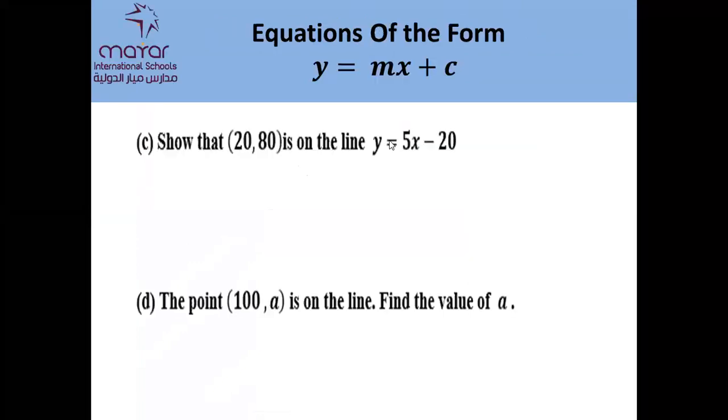Okay, now look at C. C says, it's still related to the same equation, y equals 5x minus 20, but it says, show that the point (20, 80) is on the line, which means, is it a solution for that equation? Is (20, 80) a solution for the equation y equals 5x minus 20? Can you answer this? If anyone wants to tell me, you can raise your hand.